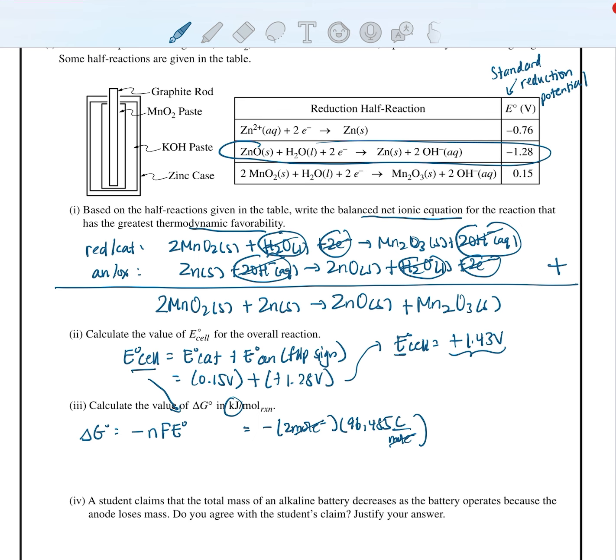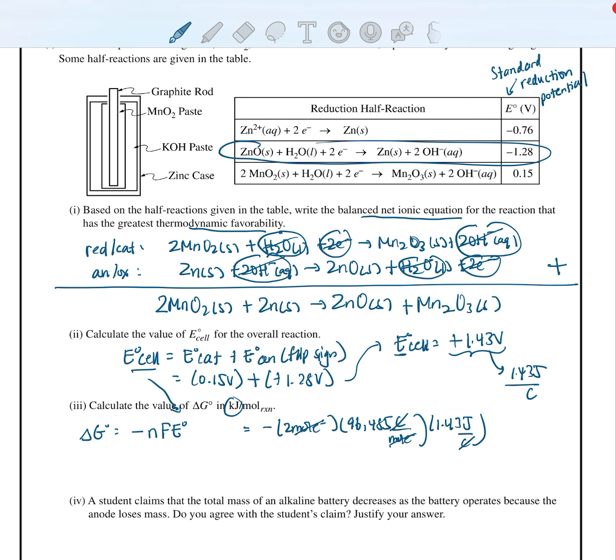So there is a conversion factor that 1 volt also equals 1 joule per 1 coulomb. So for example, this 1.43 volts is also equivalent to 1.43 joules per coulomb. So I'm going to need that to get coulombs to cancel out. I'm going to include that in my calculation here, so I'm going to change the volts to joules per coulomb.